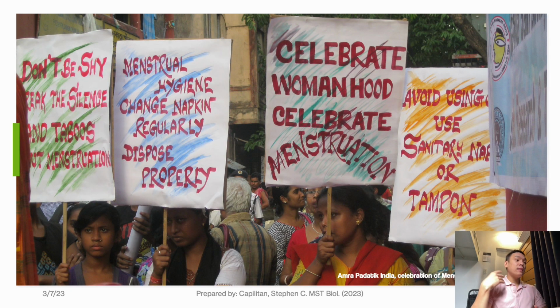Now, prior to that, these are just a snippet of photographs from the celebration of menstrual month in India. They were celebrating womanhood, celebrating menstruation, because in India, women who are menstruating are seen as something they should not be socializing with. Okay, women are restricted when they are menstruating. They're restricted in social activities and some of that.